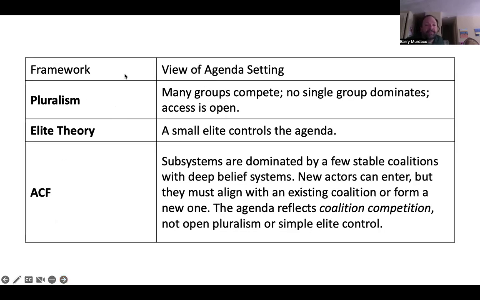Views of agenda setting. In pluralism, many groups compete, no single group dominates, and access is open. In elite theory, a small elite controls the agenda. These can be considered separately, but there's also a way you can overlap them, which is that you have pluralism with multiple groups, but those groups are all basically dominated by different elite groups as well. The ACF view: subsystems are dominated by a few stable coalitions with deep belief systems. New actors can enter, but they must align with an existing coalition or form a new one. The agenda reflects coalition competition, not open pluralism or simple elite control.